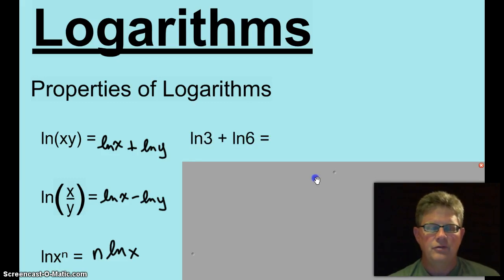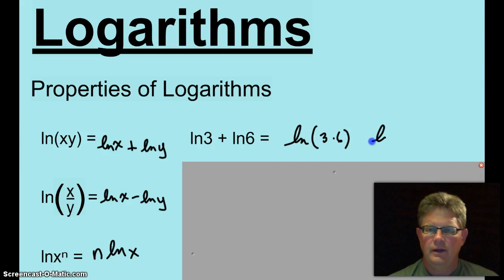Alright, now let's see if we can go backwards. The ln of 3 plus the ln of 6. Okay, so it's the sum of two natural logs. Then you could rewrite that as a natural log of one product, 3 times 6, and of course you can simplify that, the natural log of 18.